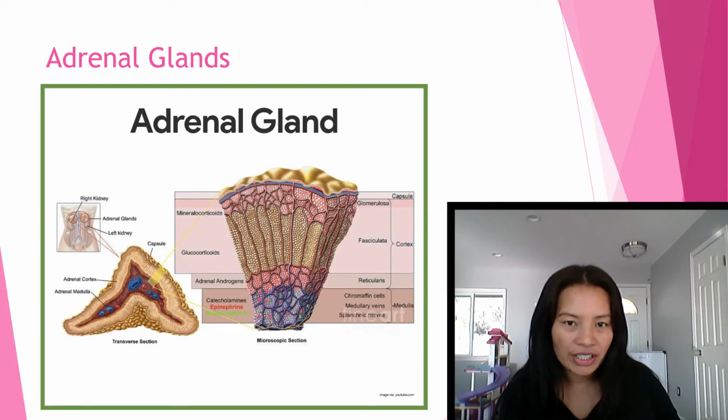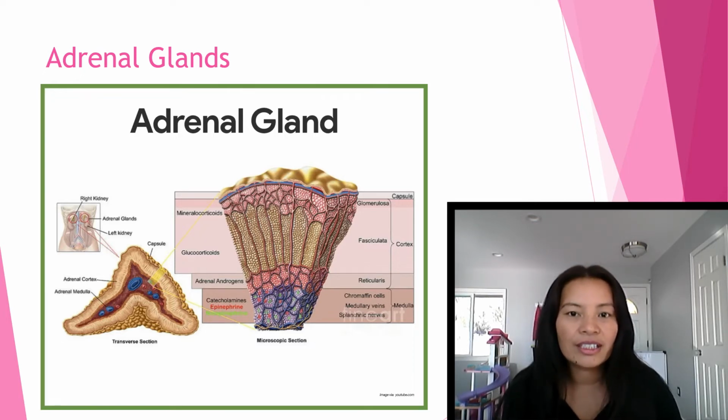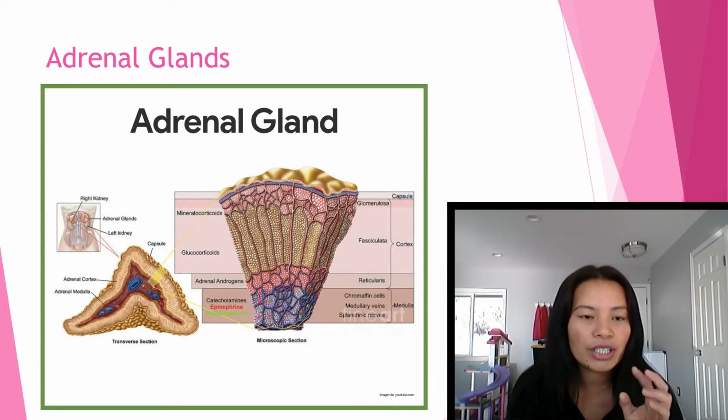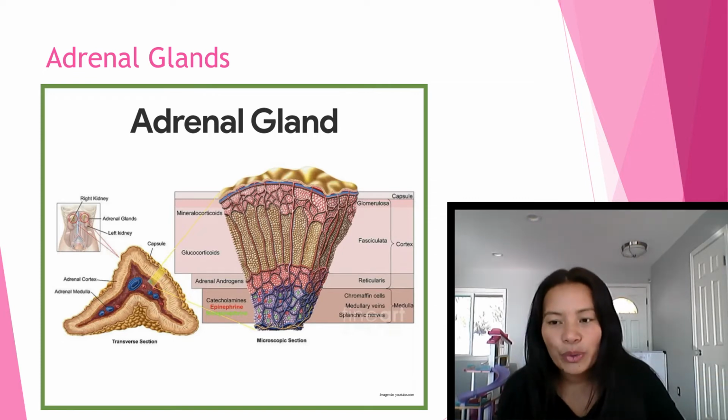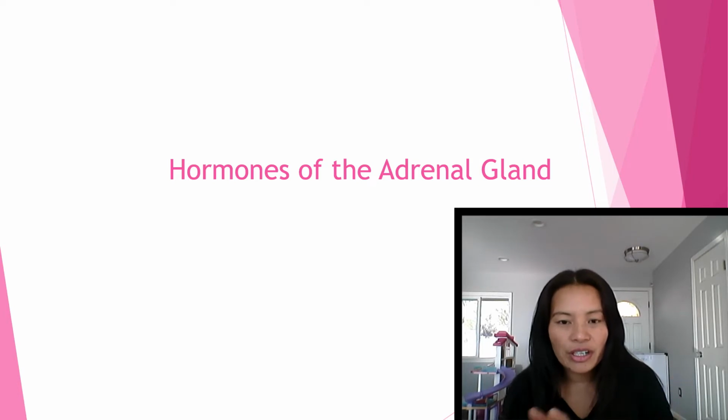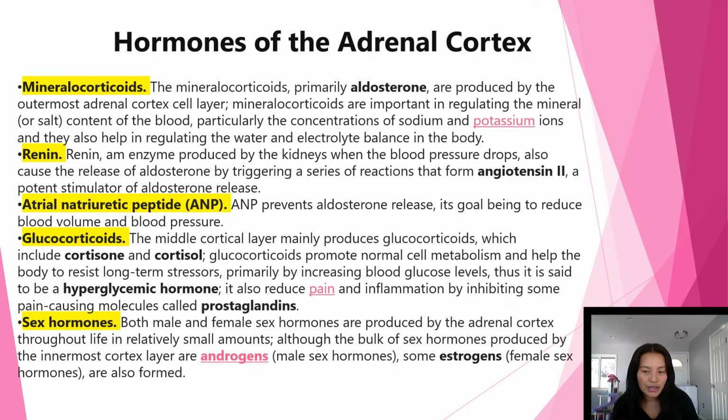Okay, so the next one is the adrenal glands. Although the adrenal gland looks like a simple single organ, it is structurally and functionally two endocrine organs in one. So we will find it out. Here we have the hormones of the adrenal gland. We have the adrenal cortex and the adrenal medulla. First, we are going to discuss the hormones of the adrenal cortex.